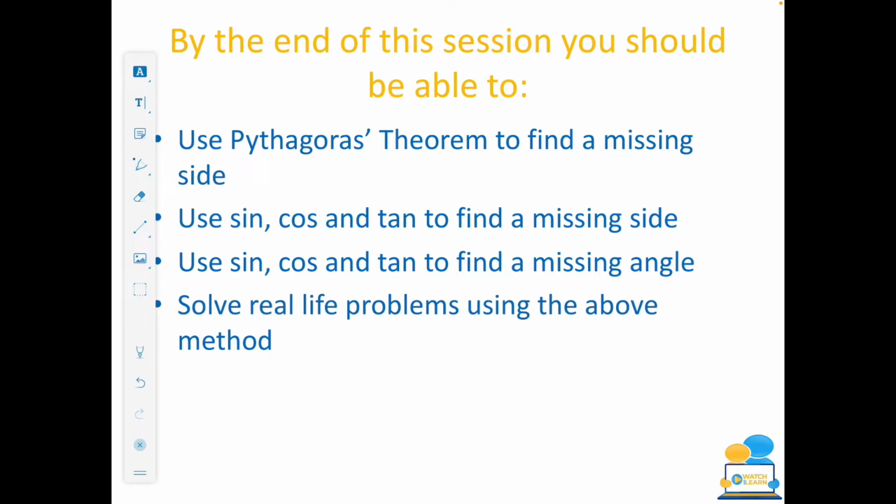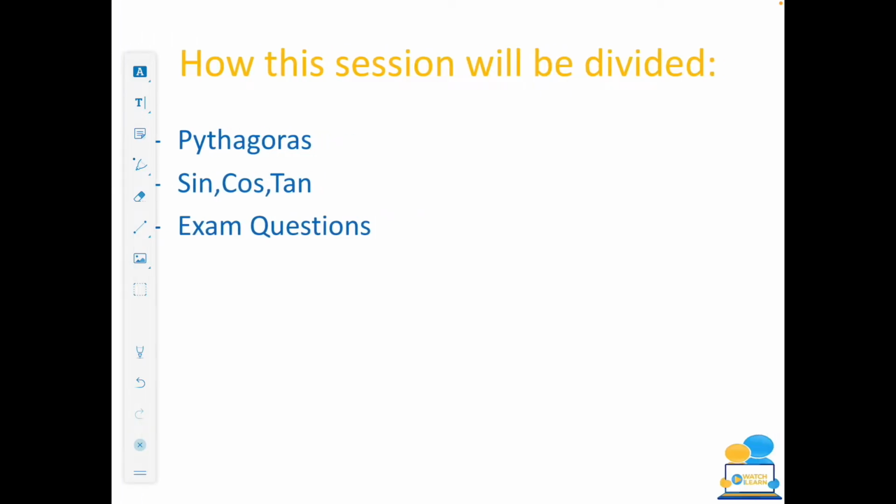So Pythagoras and sin, cos and tan, which you're going to be referring to as SOHCAHTOA, are the two main parts of trigonometry. We're going to start with Pythagoras, then we're going to go to sine, cos and tan, and then we'll look at a few exam questions.